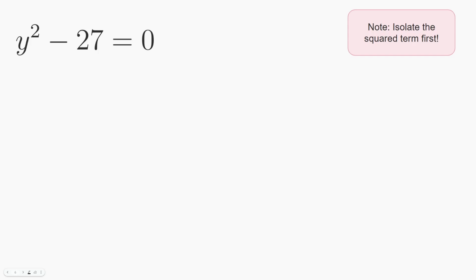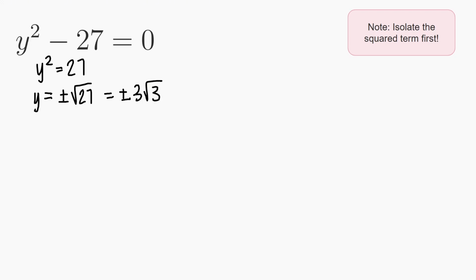Now we have y squared minus 27 equals 0. Our y squared is a quadratic term, so let's isolate that. We have y squared equals 27. So now we can use the square root property. y equals plus or minus the square root of 27. This gives us plus or minus 3 root 3. Our answer is y equals 3 root 3, or y equals negative 3 root 3.